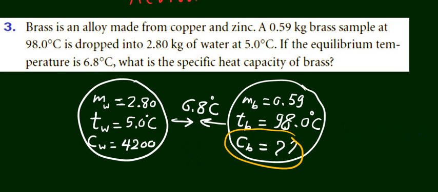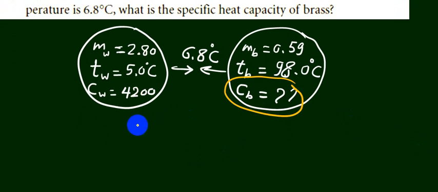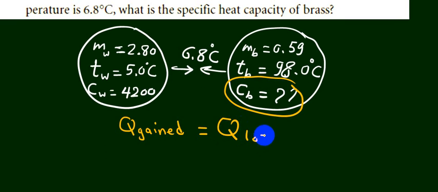How can we solve? Here, brass is hot, so it loses heat, and water is cold, so it gains heat. The amount of heat gained by water equals the amount of heat lost by brass, but with a negative sign because one is gained and the other is lost.